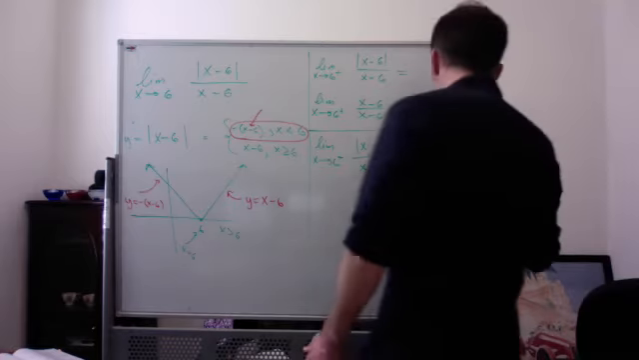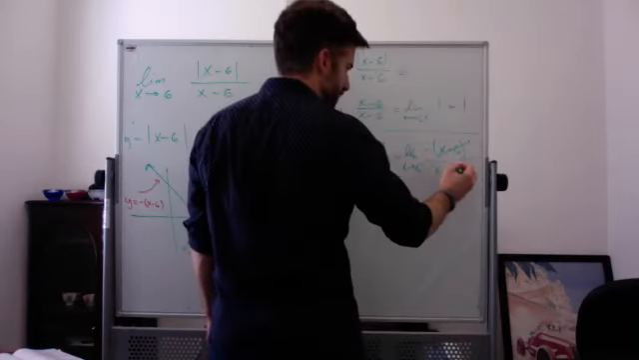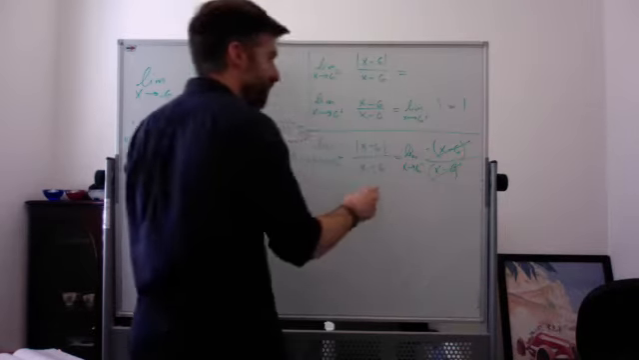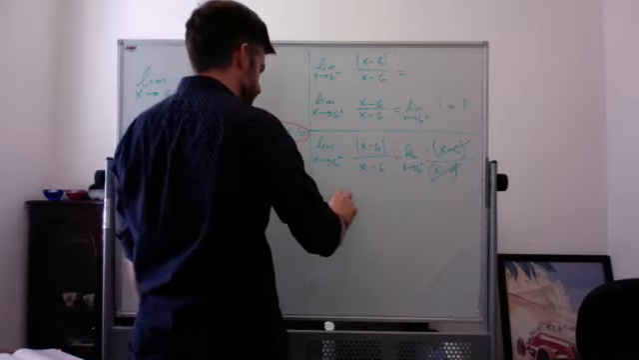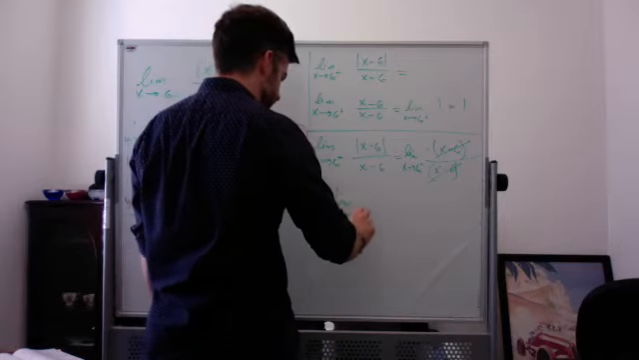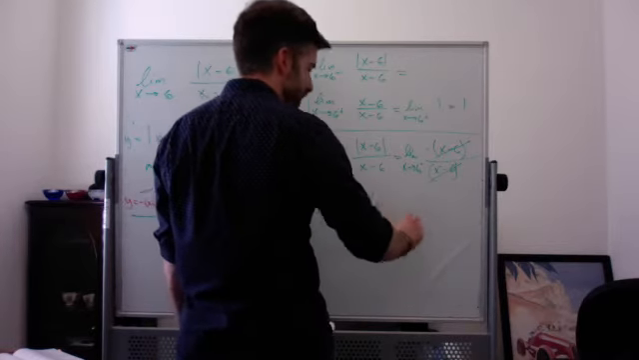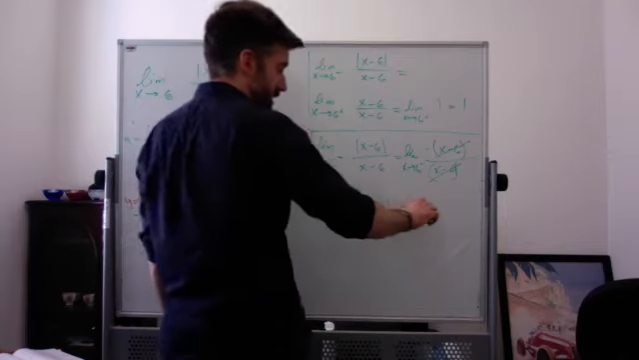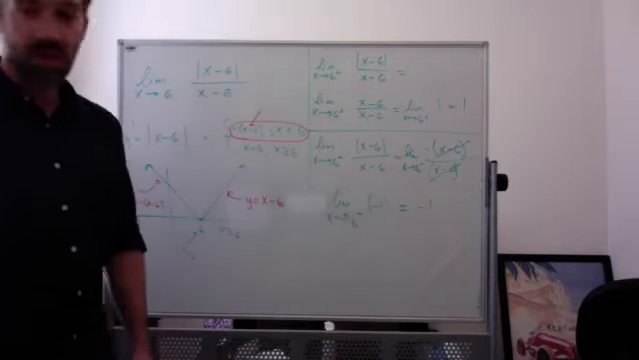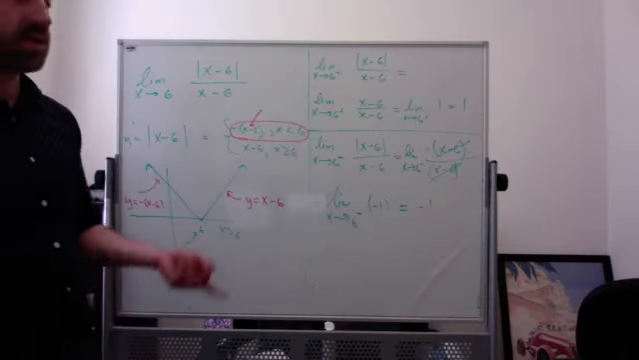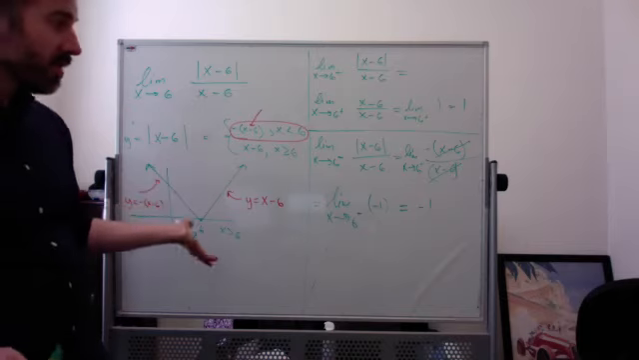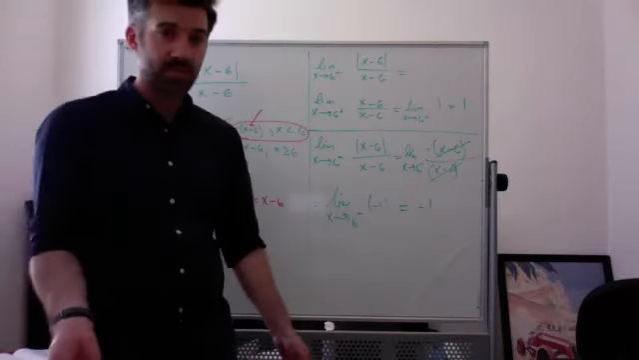And now, these x minus 6's cancel, but we're left with a negative 1 on top. So it's the limit as x goes to 6 from the left of negative 1. The limit of a constant is still just the constant. So if the question were just, what's the limit as x approaches 6 from the left, the answer would be negative 1.